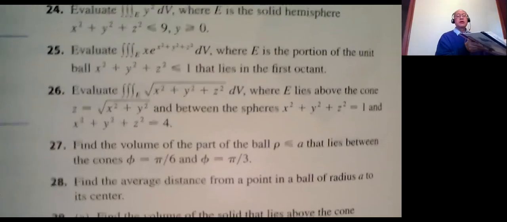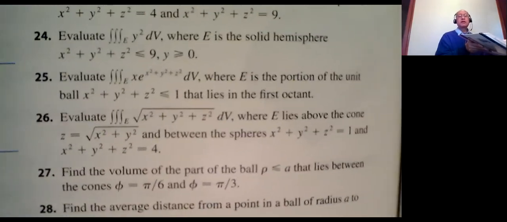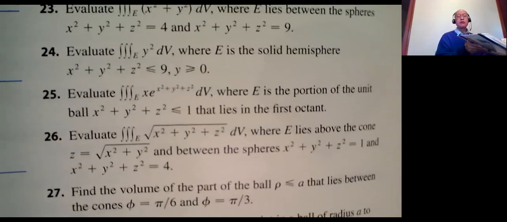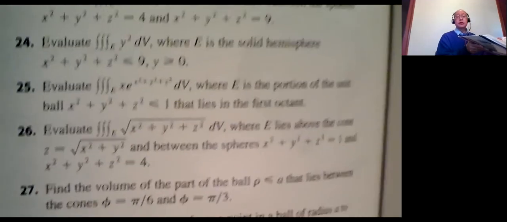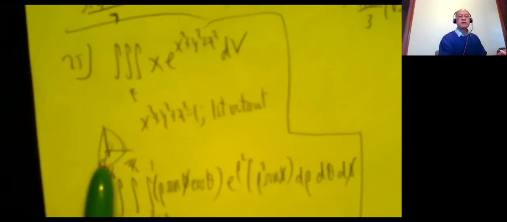Okay, 25. Triple integral of x e to the x squared plus y squared plus z squared. What's x squared plus y squared plus z squared? Rho squared. Okay, it's the unit ball, x squared plus y squared plus z squared less than or equal to 1, unit sphere, but it's only in the first octant, it says, problem 25. So here's the first octant view.